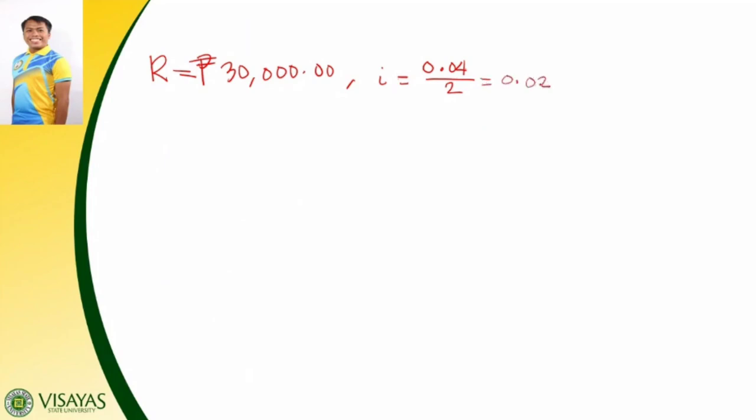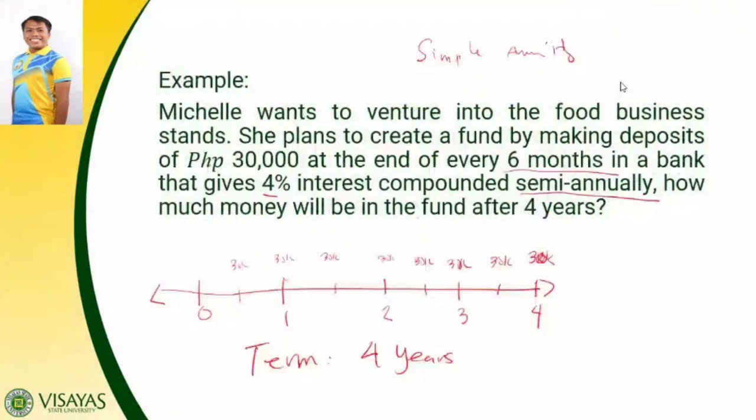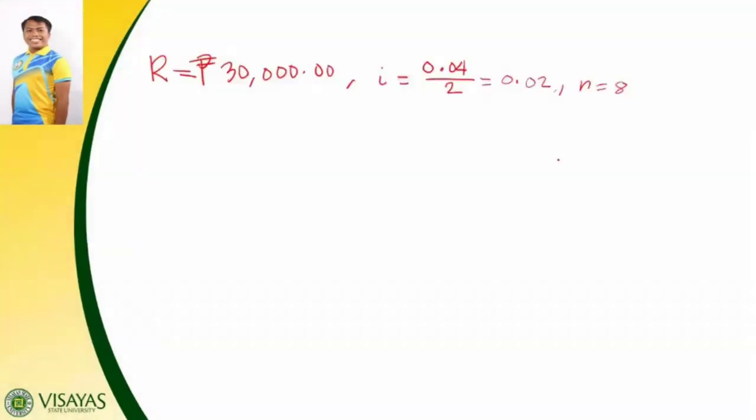Tama? Okay? So since payments are made twice a year for 4 years, the total number of payments N is equal to 8. Diba? Ito siya gi-count. Diba? So you have 1, 2, 3, 4, 5, 6, 7, 8. So our N here is 8.